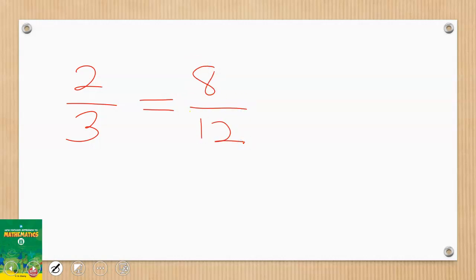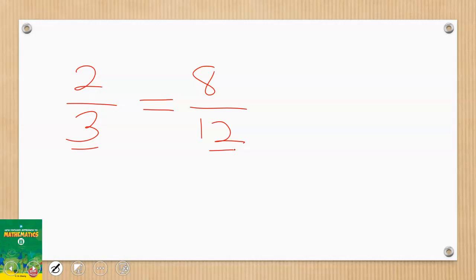Now before then, we know that if I have 2 divided by 3, or 2/3, and we multiply each of the numerator and the denominator by a particular number, let's say 4, 2 times 4 will give me 8, and 2 times 3 will give me 12. What it means is that these two fractions are equivalent. So that is what we call equivalent fractions. They have the same value, okay? They have the same value.